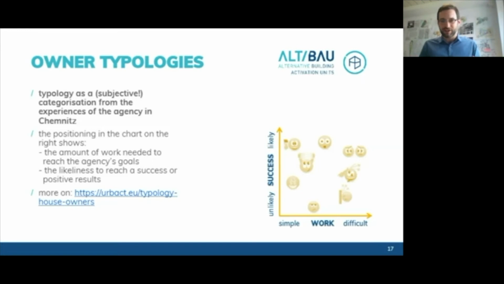It's always that we've got a character which is put in the chart, which you can see on the right, which has parameters. One, which is the vertical axis, shows how likely a success is with a certain kind of owner. And then you've got the horizontal axis, where it shows if the work with a person or a character is rather simple, or if it's difficult and takes a lot of work until you finally reach a success. So let me take you into that.